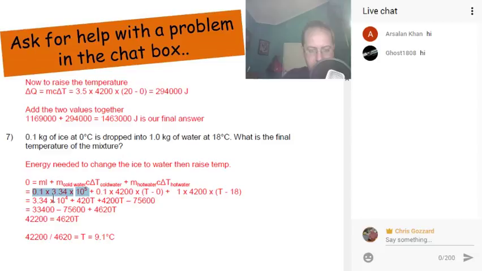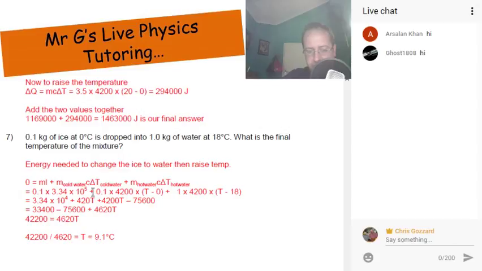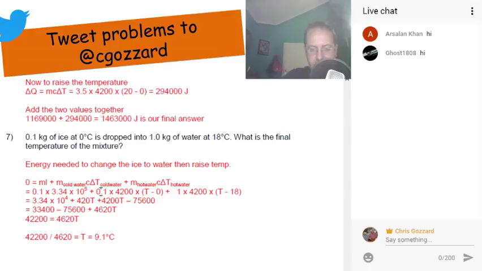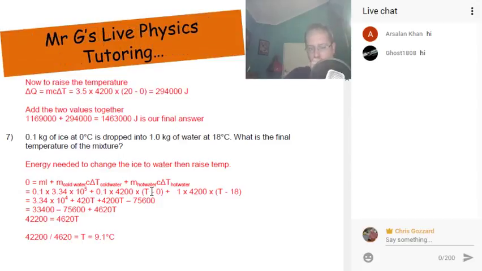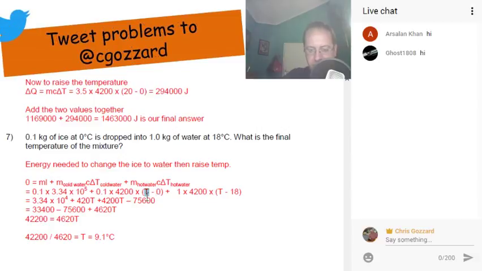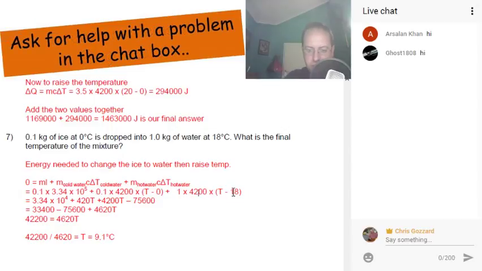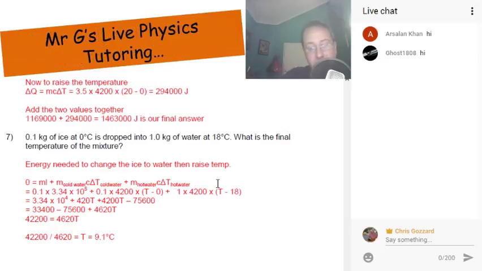So we've got 0.1 times 3.34 times 10 to the 5. So that is just converting our ice into water. Then now that we've made our water, we need to raise the temperature of that water. So the temperature change is we're going up to a temperature of T. And remember, it was ice water, so we know it's going from 0. So that's the final temperature minus the initial. We also have 1 kilogram of hot water that was at 18 degrees, and that's going to be reduced to T. Again, we don't know what T is, but it's the only thing we don't know.